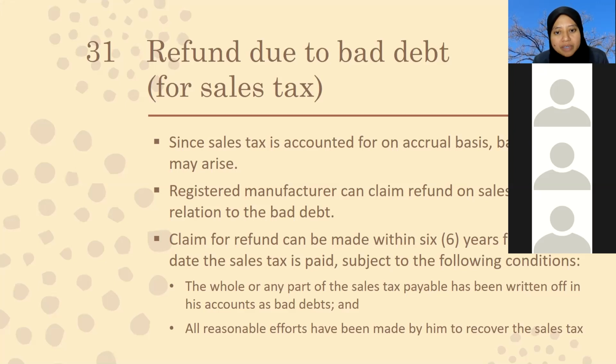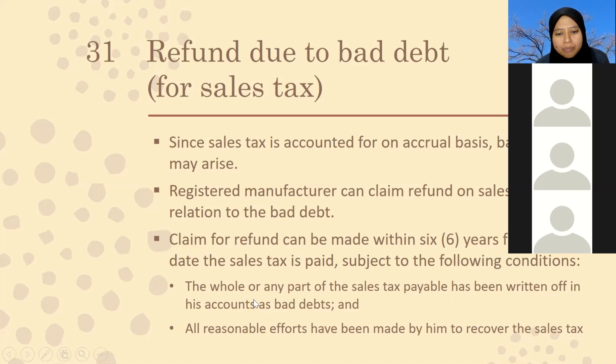Okay, so a registered manufacturer can claim a refund on sales tax paid in relation to the bad debt. A claim for refund can be made within 6 years from the date the sales tax is paid, subject to the following conditions. So basically, you are given a period of 6 years to claim for refund for sales tax paid on bad debts. Okay, but subject to the following conditions.